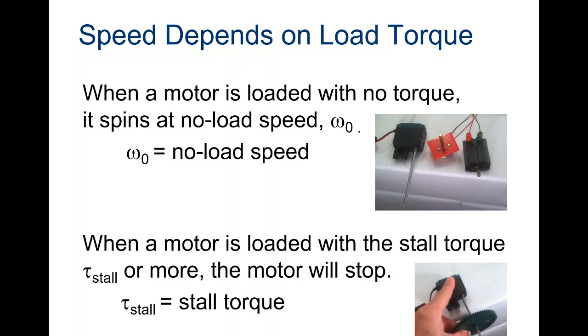So the first thing we're going to look at: when a motor is loaded with no torque, it spins at no load speed, or omega O. So go ahead and write that down, omega O, is equal to no load speed. Then when a motor is loaded with the stall torque, tau, the Greek letter tau, or more, the motor will stop. So go and write that down at the bottom. Torque stall equals stall torque, or tau stall.